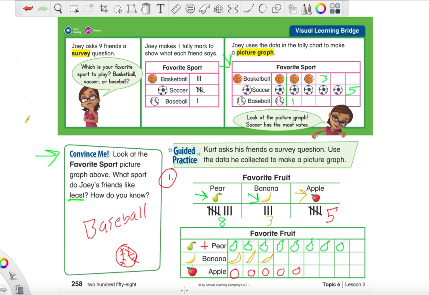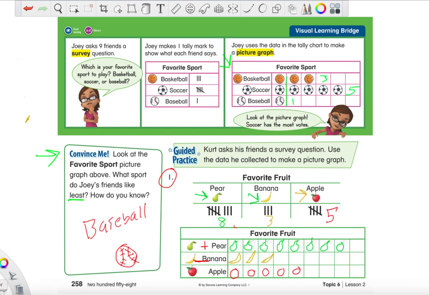Alright, did you pick one? I sure hope you did. Okay, because we're about to check to see if you really know these words most and least when we're talking about voting and charts and graphs and all that stuff. So the least means smallest. So which one has the smallest number of pictures or smallest number of tally marks? Well, it's the banana.